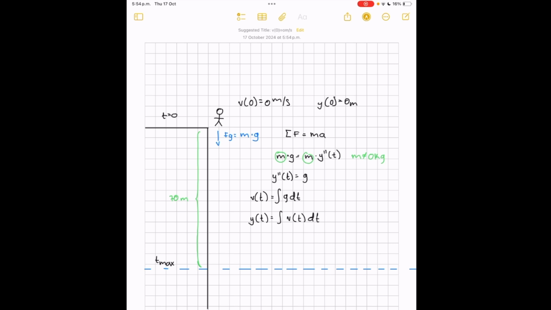Using these three functions, we can calculate the time that it will take the person to reach the maximum height before the rope starts to stretch. We can just solve for the position, solve for t, and using this value, we can substitute it in the velocity function to know what will be the final velocity at this time.